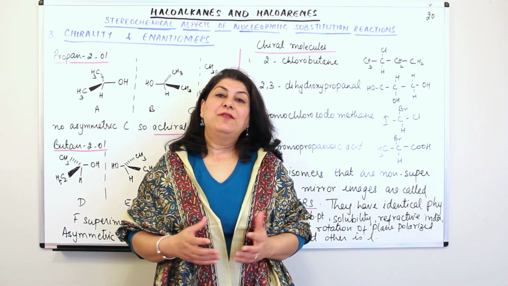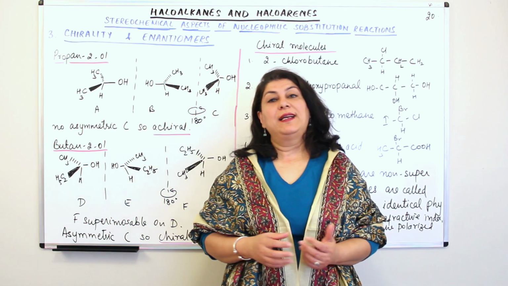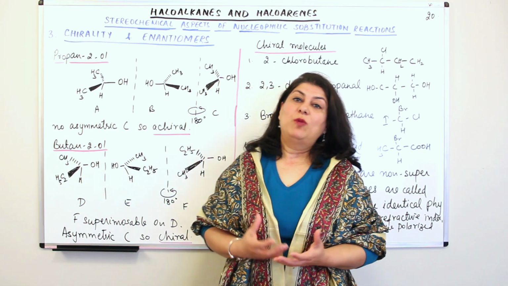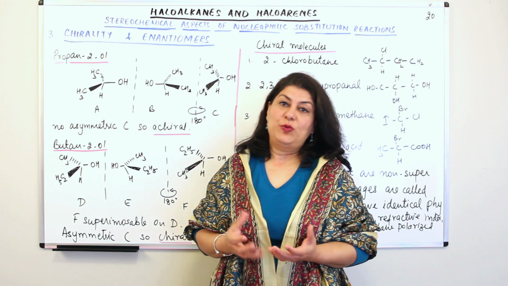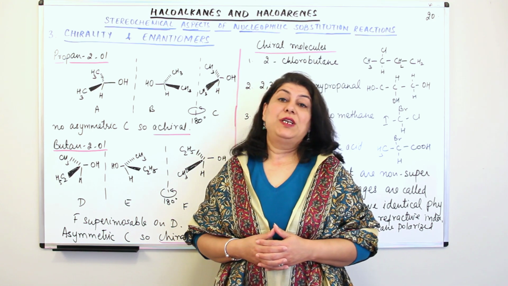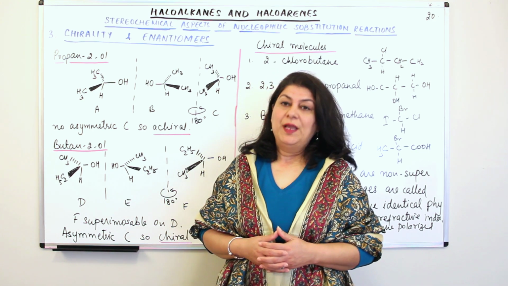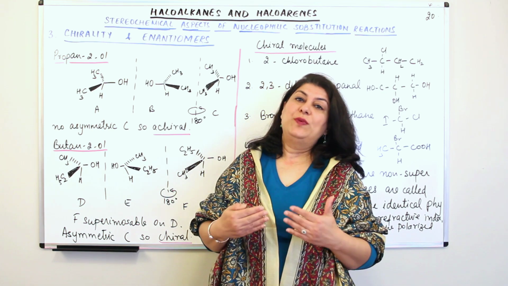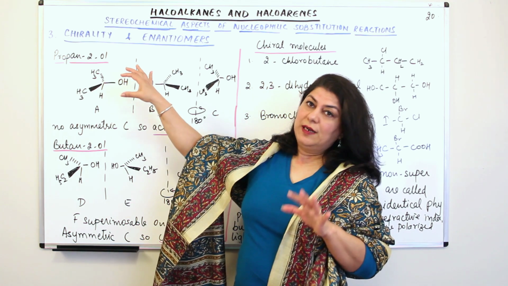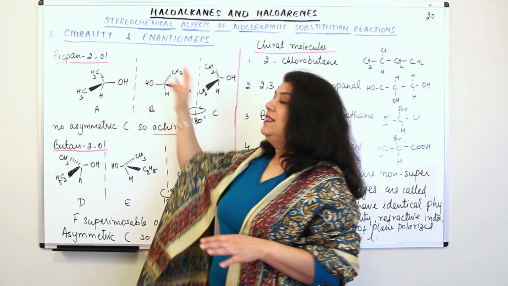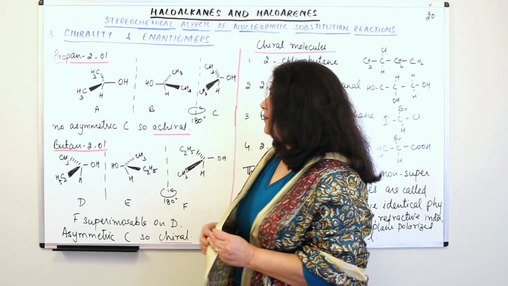In part 19, I was telling you about asymmetry and chirality, what asymmetrical molecules are, what leads to asymmetry, and how asymmetry in a molecule leads to chirality. In this video, we are going to move ahead with this discussion and I'm going to tell you a little more about chirality and I'll talk about enantiomers.